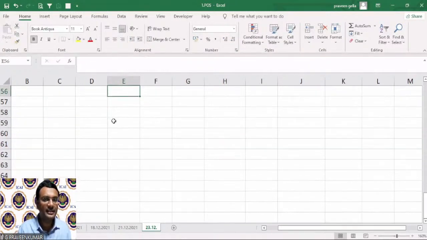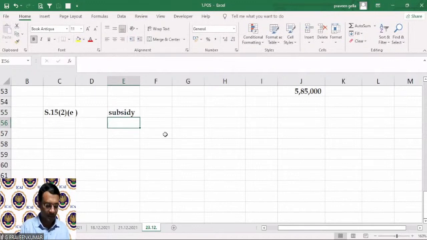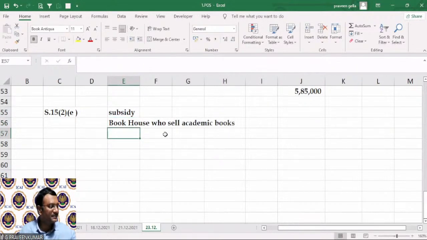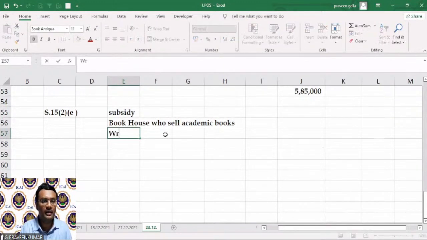Say there's a company, there is a book house who sell academic books. Along with academic books, there are other, what you call, working notes and other books of general knowledge.